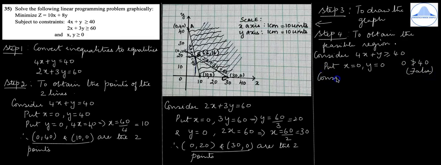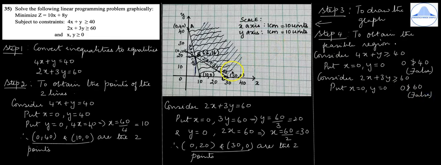Similarly, take the next inequality. Consider 2x plus 3y greater than or equal to 60. Again, put x equal to 0 and y equal to 0. You'll get 0 on the left hand side and you have 60 on the right hand side. 0 is not greater than or equal to 60, so you write false.